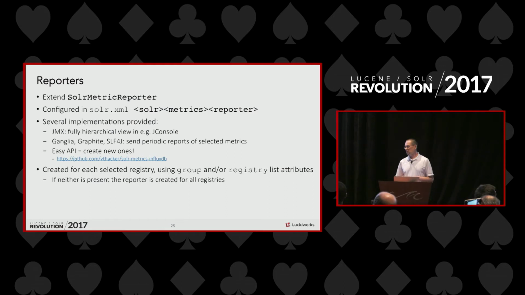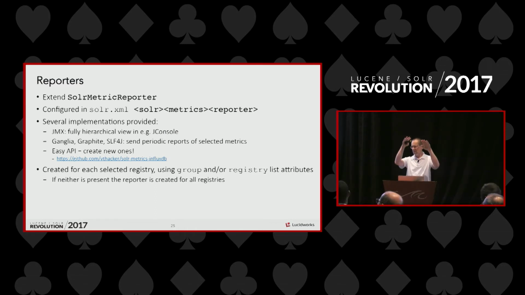There are several implementations provided out of the box for back compatibility, and yeah, we have the JMX reporter, which, unlike the JMX component in earlier versions of Solr, provides a fully hierarchical view. In older versions of Solr, there was a way to hook up a JConsole and use the JMX reporting. But that view was sort of all jumbled together, you know. It didn't have any hierarchy, so it was sort of hard to figure out at a glance what is what. This time, we did a fully hierarchical view.